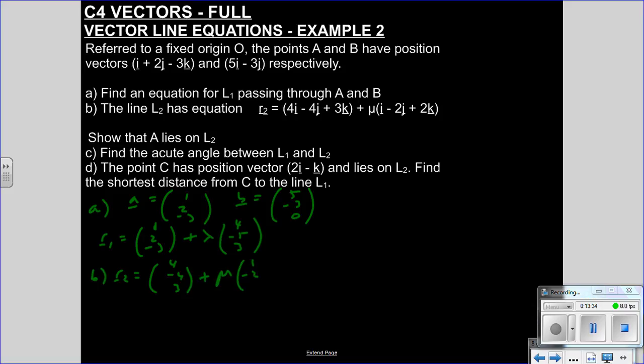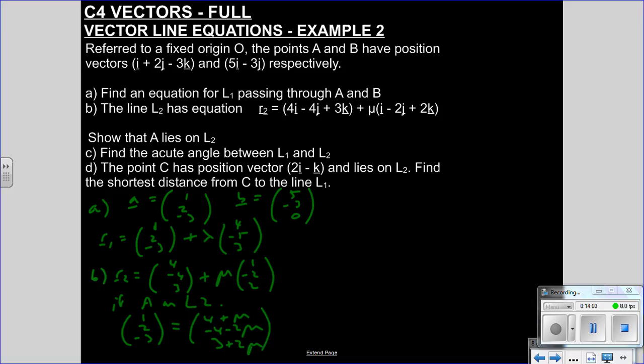Part b, the line L2 has equation this, so r2 is 4, minus 4, 3, plus mu, 1, minus 2, 2. Show that A lies on L2. Well, if A is on L2, therefore A must be a point on the line. So if A is a point on the line, then r is any point on the line, isn't it? So 4 plus mu, minus 4 minus 2 mu, putting that in together.